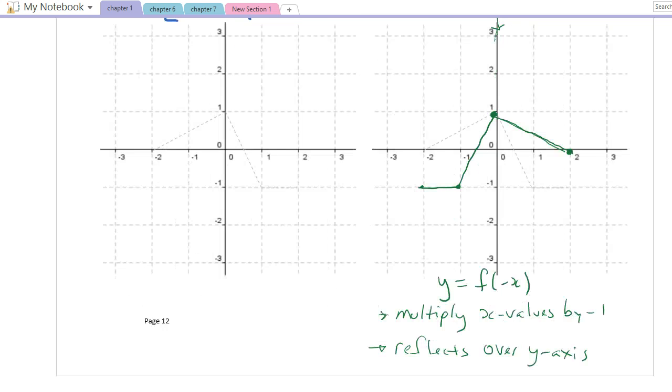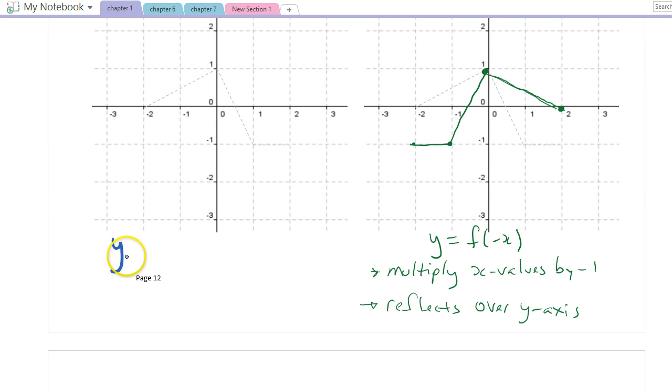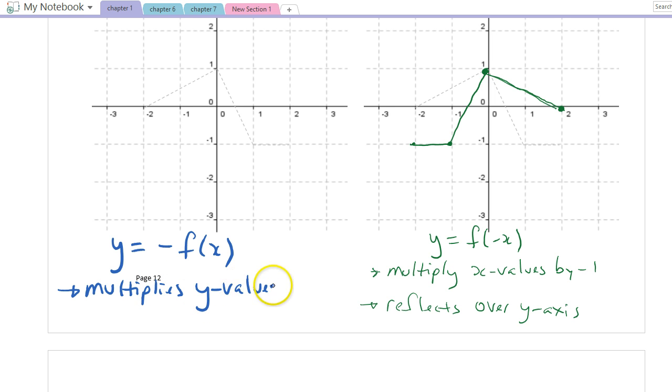Similarly, over here in our y is equal to negative f of x, having that negative on the outside of the function multiplies our y values by -1, and that causes a reflection over the x-axis.